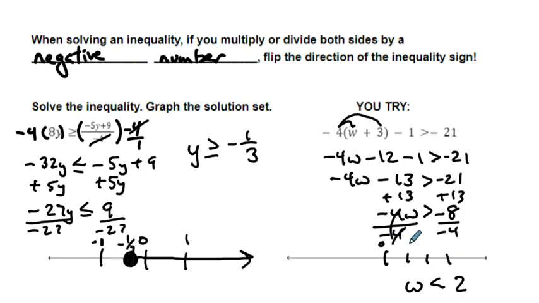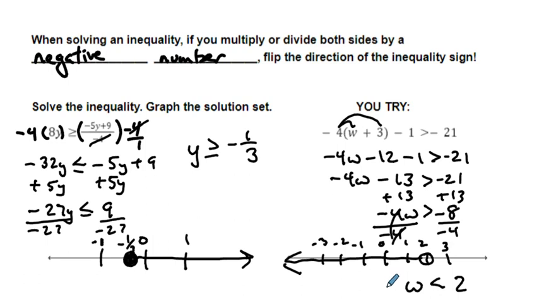All right, so if we go 1, 2, 3, negative 1, negative 2, negative 3. Put our open dot around the 2, and it's less than, so we're going to go this way. And put your arrow on, and you are finished.